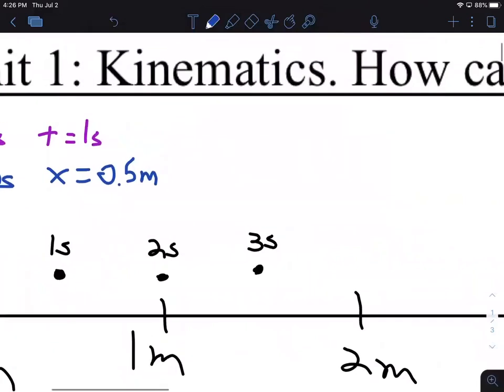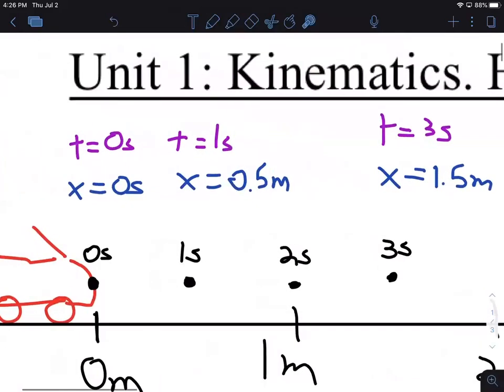And so on. I'm going to skip the 2. I'll go straight to the 3 here at 3 seconds. My position is, looks to be at 1.5 meters. If you wanted to, at t equals 2 seconds, we can see it's exactly at 1 meter.